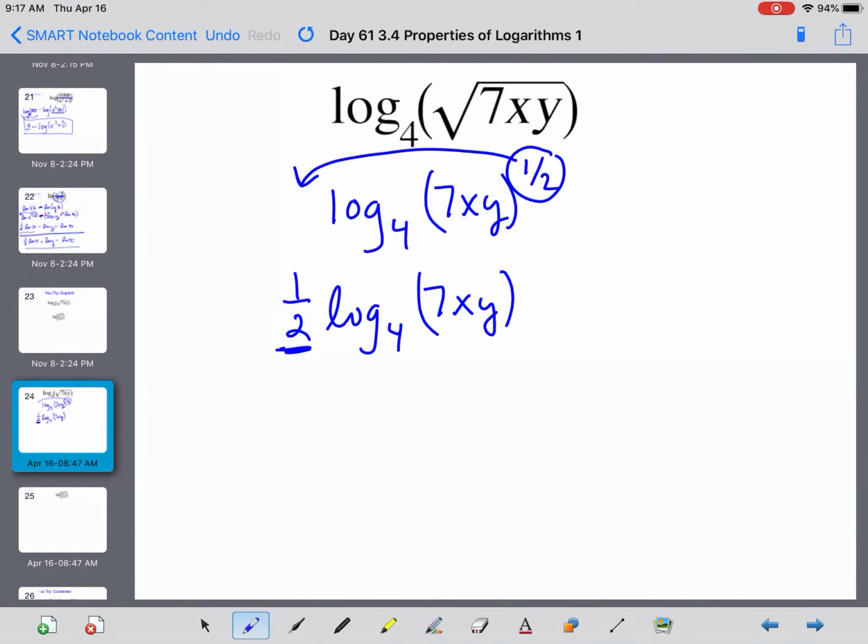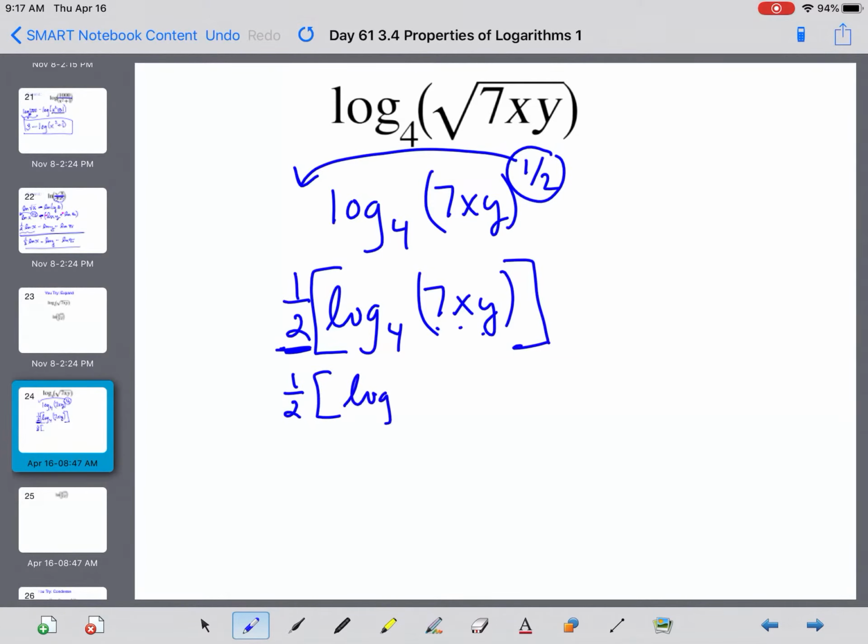Now, the thing to remember here is this 1/2 needs to get applied to the 7, the x, and the y. So keep that in mind. You might even want to put a grouping symbol around it to make sure that 1/2 is getting distributed to everybody. So let's look at this.